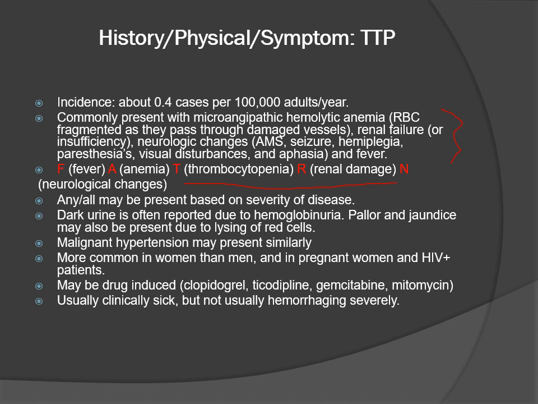There is some evidence to say this can be related to certain drugs, so clopidogrel, gemcitabine, all those things can be related, but that's a little bit controversial. But if a patient started one of those drugs, maybe you should think about TTP a little more. And usually these people are very, very sick clinically, but they're not usually hemorrhaging severely like you see in DIC, but they're very, very sick.